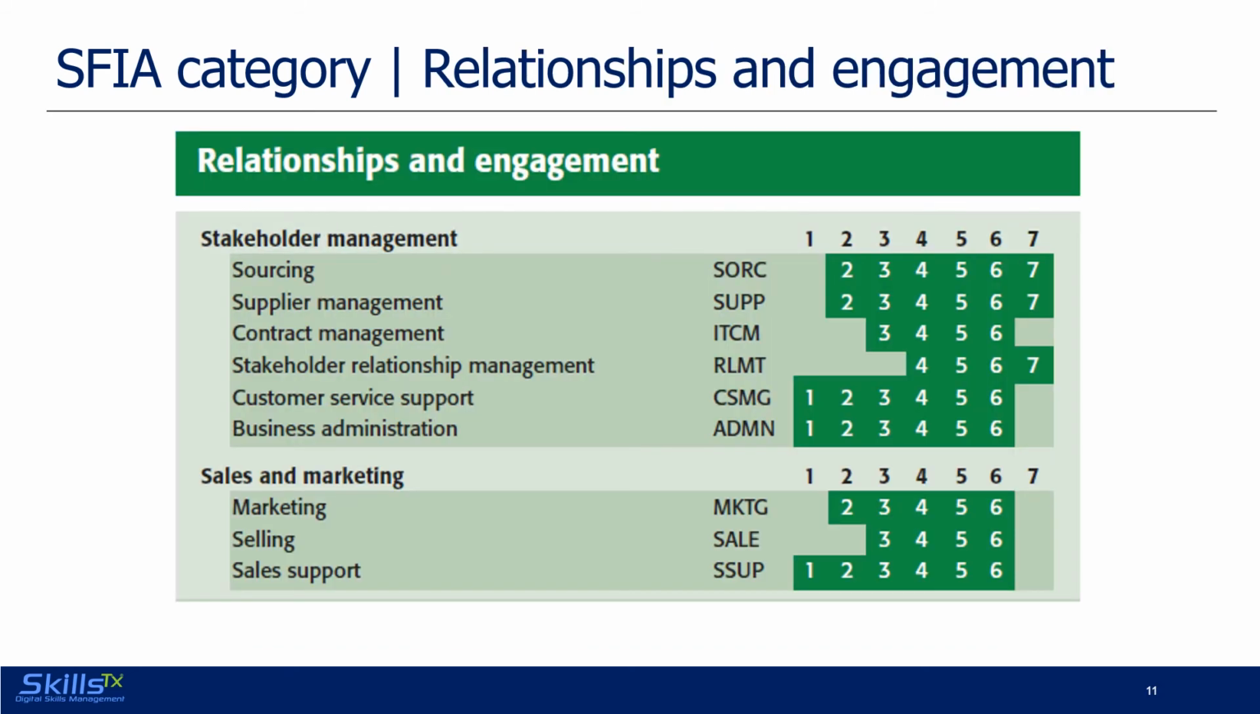The last category is relationships and engagement. This is where you will find sourcing, supplier management, contract management, stakeholder relationship management, as well as some marketing and sales skills. SFIA is describing these skills in a technology-related setting, rather than trying to cover these professions more generally.